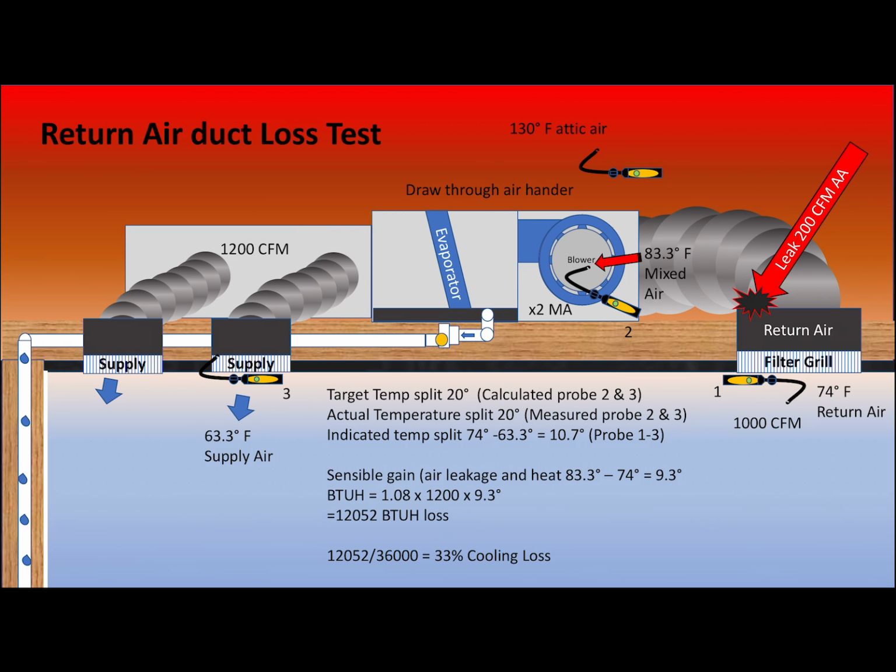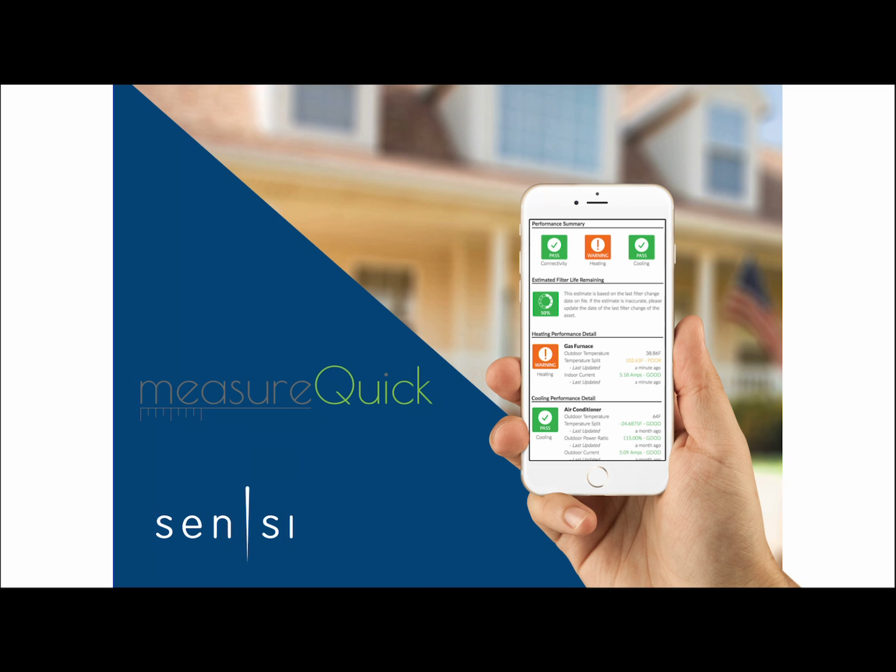In this case, this is actually a real one we did. We had 200 CFM of attic air leaking in, and that was equating to a 33% cooling loss. So this is a real quick, easy test to screen for air duct leakage, and probably one of my favorite tests in measureQuick. All right, the next part of the video will be over Sensi Predict, and I'm going to stop it here, and we'll pick this up on Sensi on the next go-round.